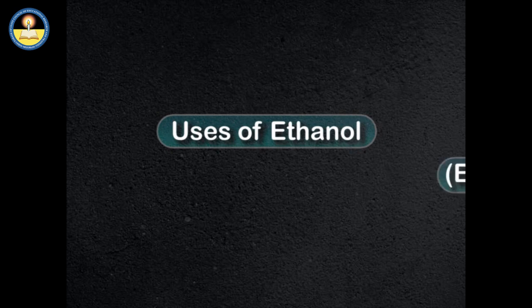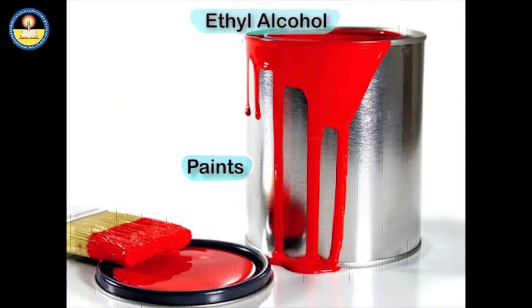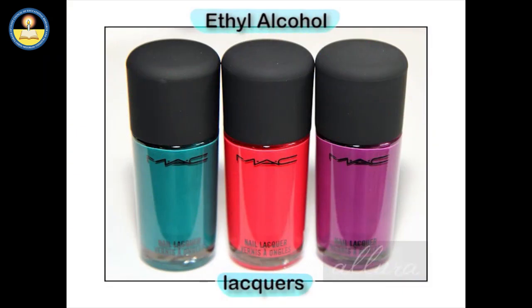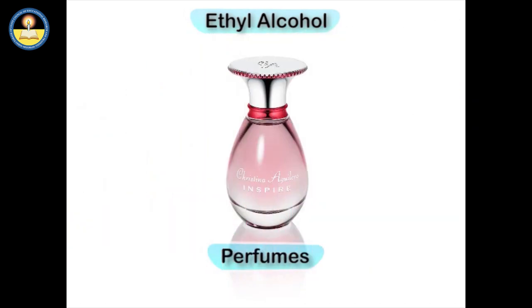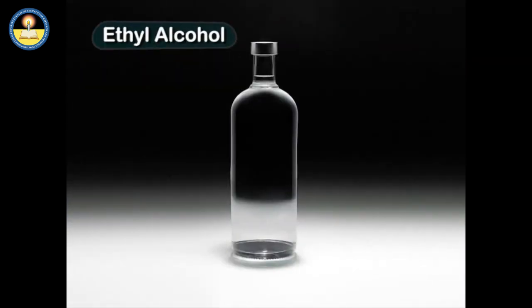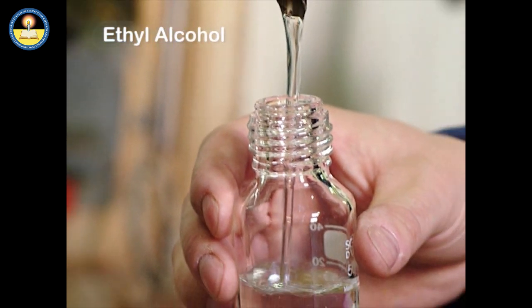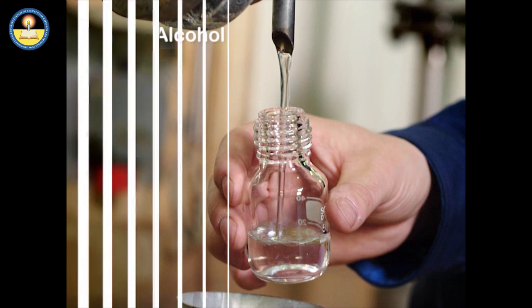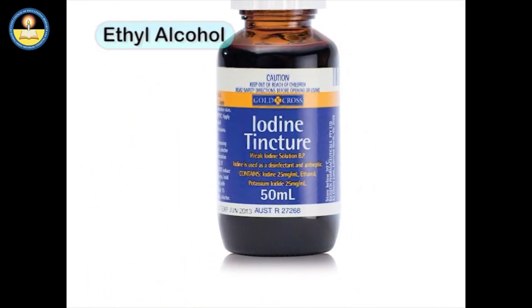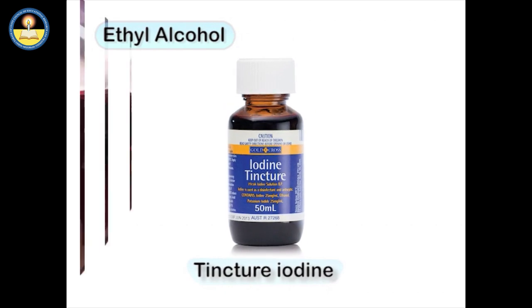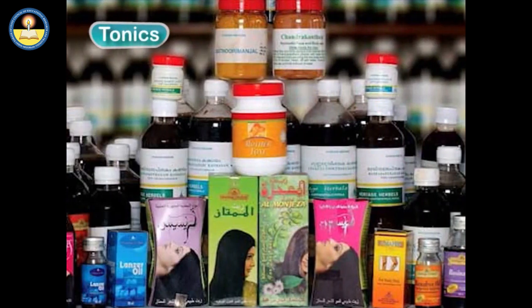Uses of ethanol. Ethyl alcohol is used in the manufacture of paints, varnishes, lacquers, medicines, perfumes, dyes, soaps and synthetic rubber. Ethyl alcohol is used as a solvent. Many organic compounds which are insoluble in water are soluble in ethyl alcohol. Being a good solvent, ethyl alcohol is used in medicines such as tincture iodine, cough syrups and many tonics.